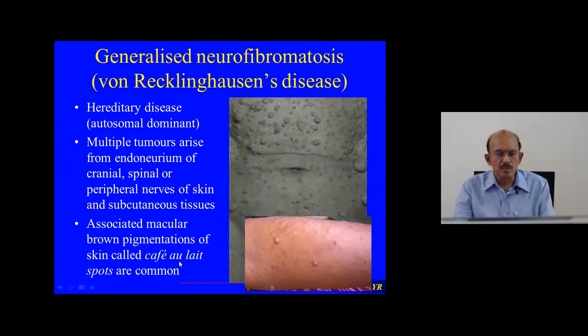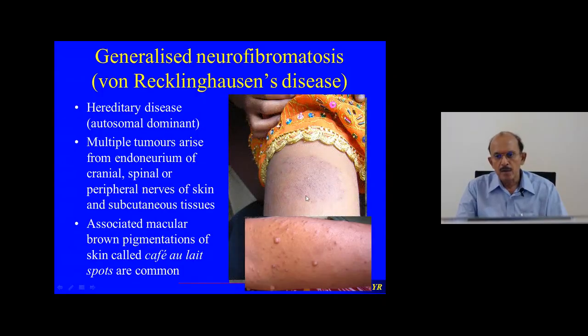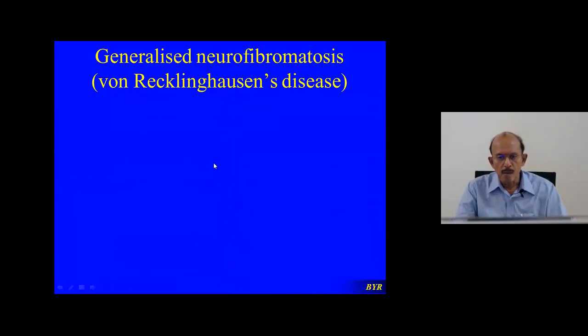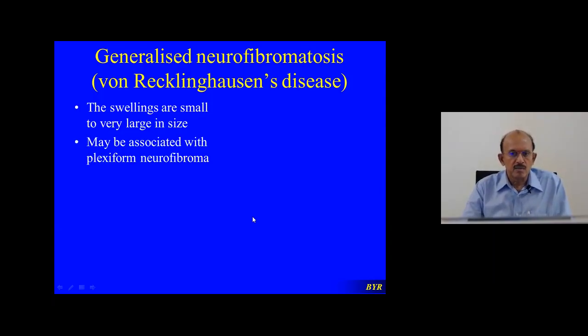There will be associated macular brown pigmentation of the skin called café-au-lait spots. So coffee-like spots over the skin. So there will be associated coffee-like staining of the skin. You can see this is the café-au-lait spot. The swellings are small to very large in size. They may be associated with plexiform neurofibroma. Malignant transformation can take place.